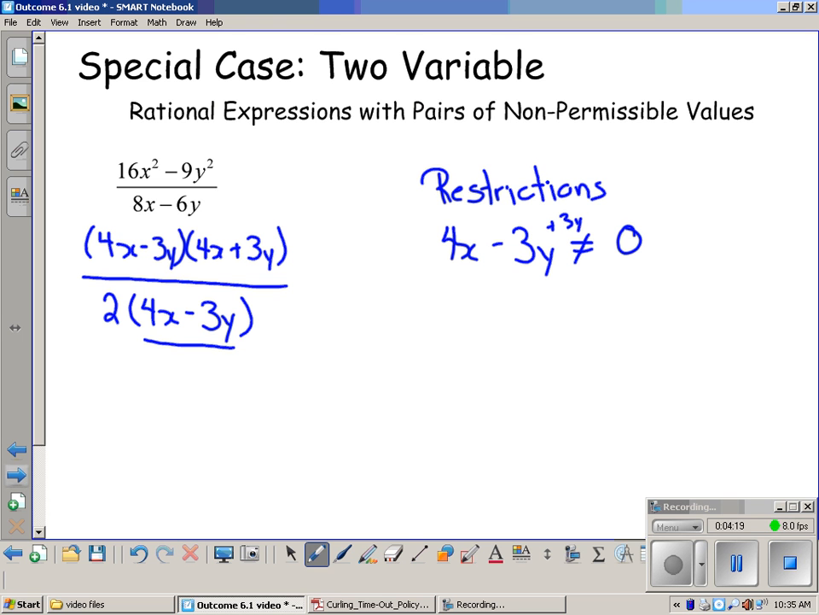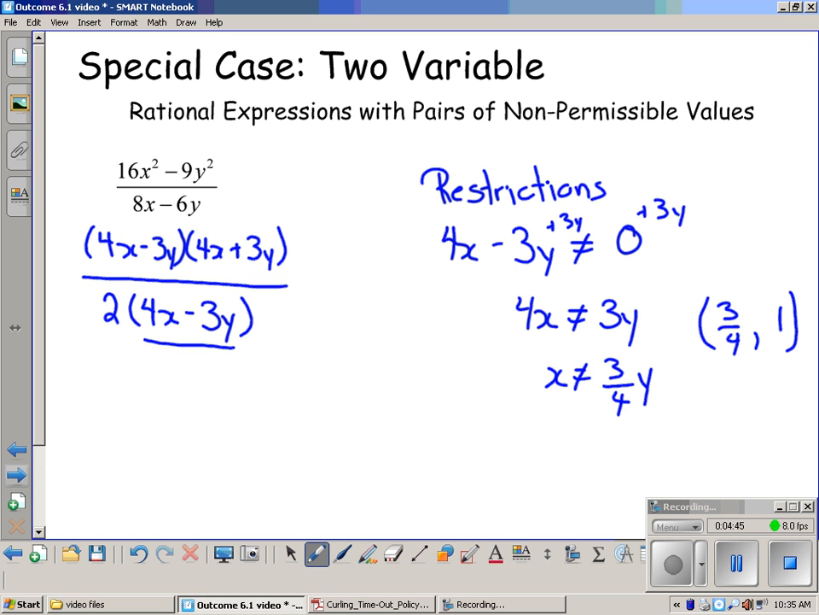I'm going to add 3y to both sides. I end up with 4x cannot equal 3y. Divide both sides by 4, and x cannot equal 3/4 y. So this gives us a variety of different combinations of x and y that we can't have. For instance, we cannot have the point where x is 3/4 and y is 1. If we substituted that into x and y, we would find that it would give us 0 in the denominator of our expression.